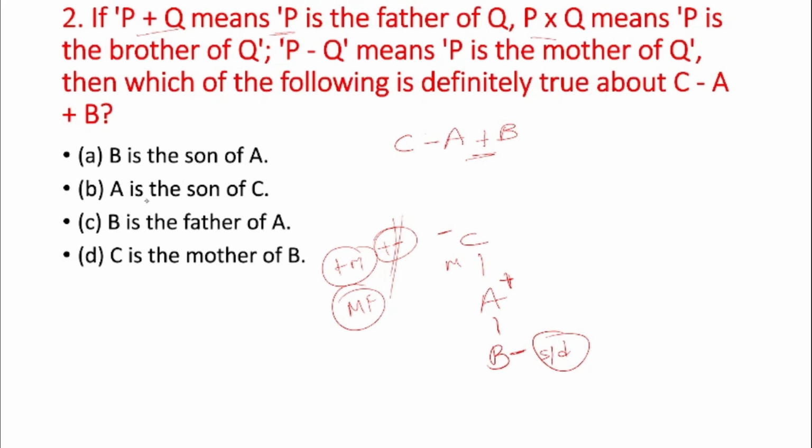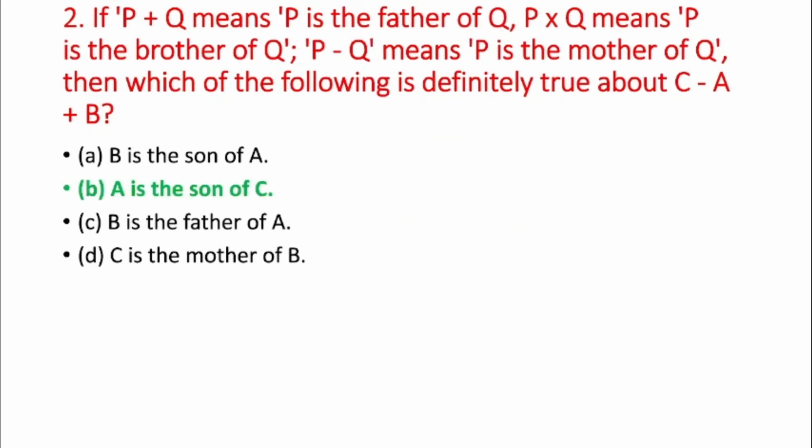And the second option, A is son of C. Because A is given as father of B, so he has to be male, and C is mother of A. So definitely A is son of C. So B would be the answer.